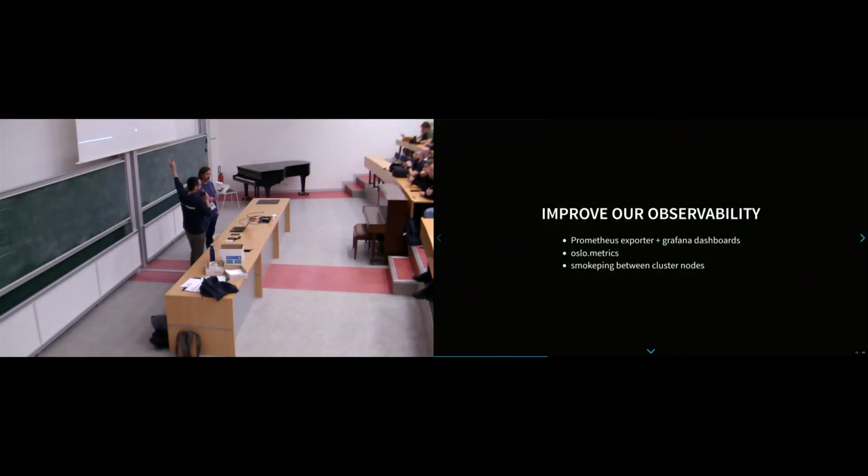So first, what we did, we improved our observability. That sounds obvious, right? We deployed some Prometheus exporters. We installed some Grafana graphs in order to take a look at what's going on in the cluster. We also used a project from OpenStack named Oslo Metrics, which is very nice because it can help you monitor what are the RPC calls done by which component inside OpenStack. This is very, very nice.